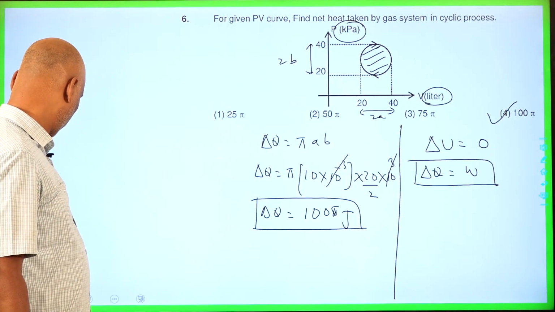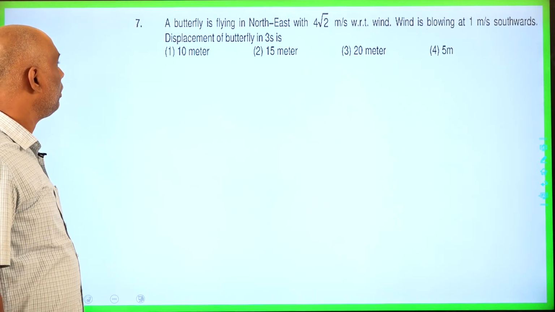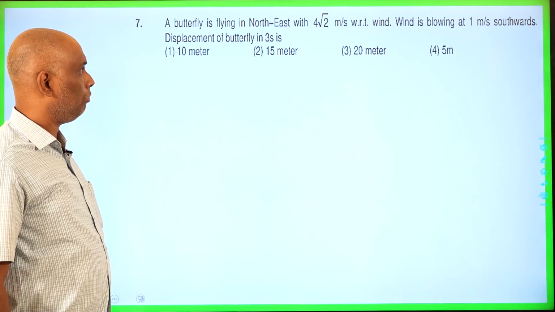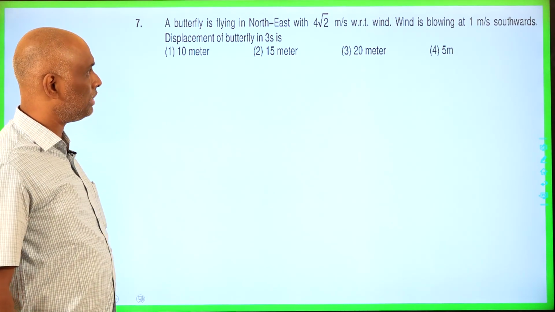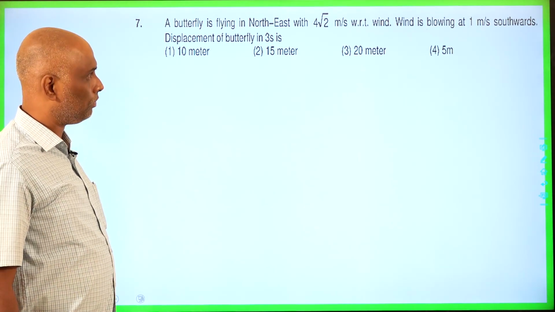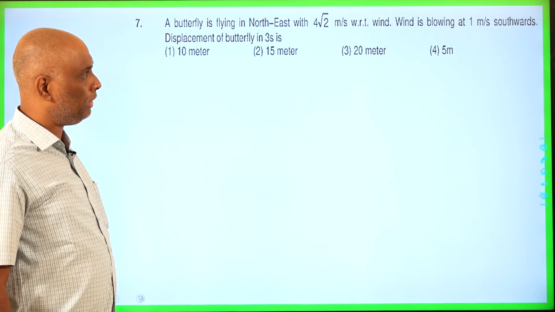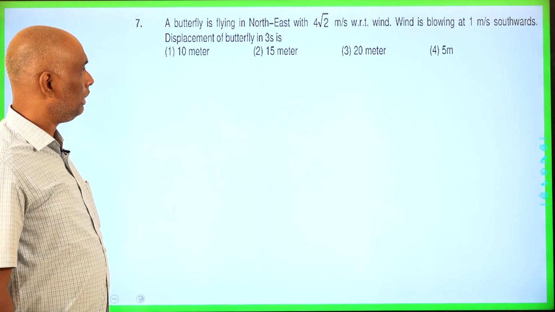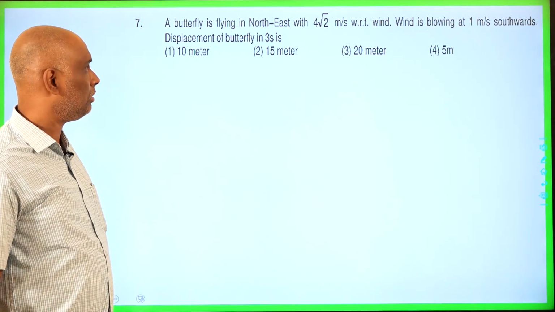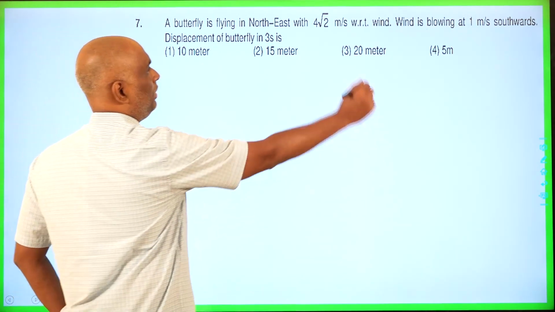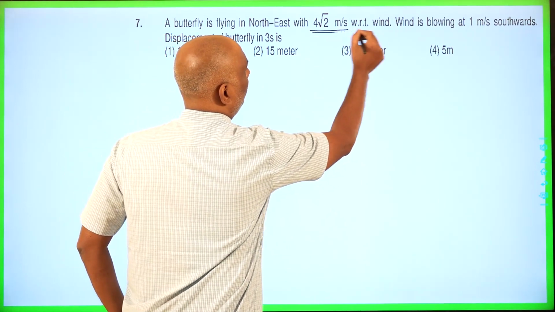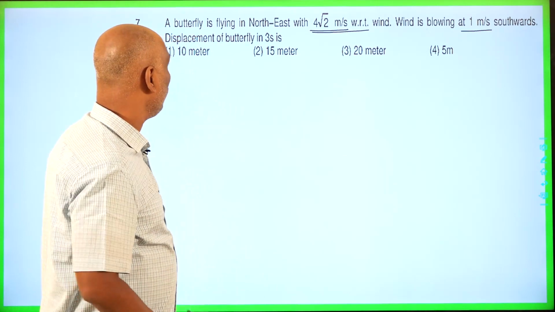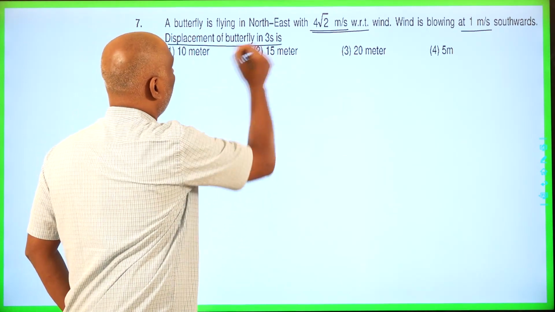Seventh question. A butterfly is flying in the northeast direction with 4√2 meter per second with respect to wind. Wind is blowing at 1 meter per second southwards. The displacement of the butterfly in 3 seconds is dash. So, here the velocity of the butterfly with respect to wind is given, and the velocity of wind is given. You are asked to find the displacement of the butterfly in 3 seconds.